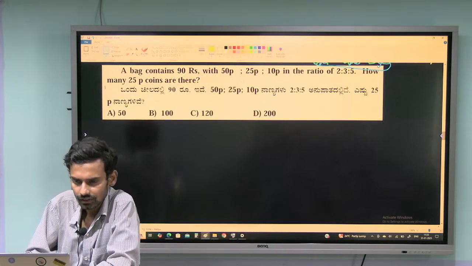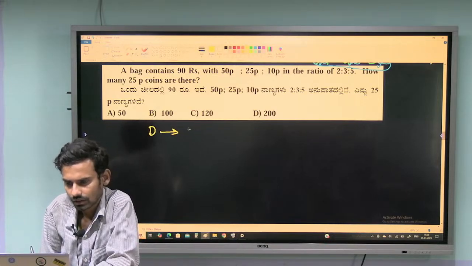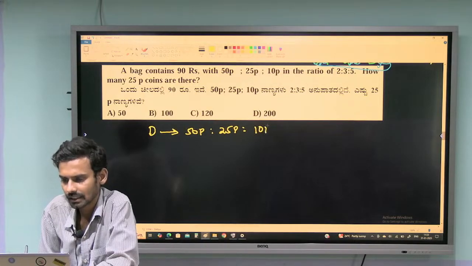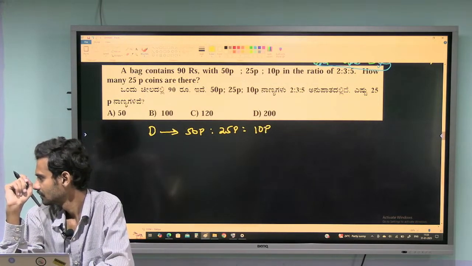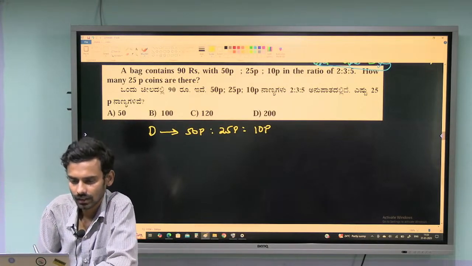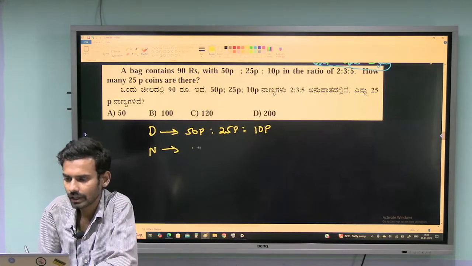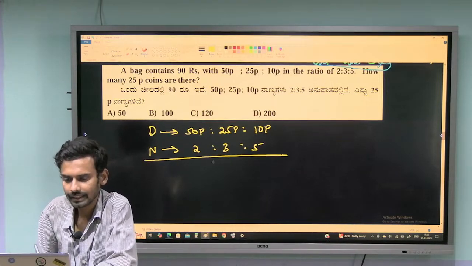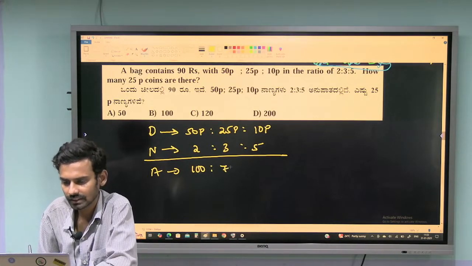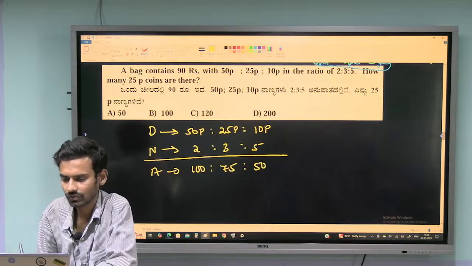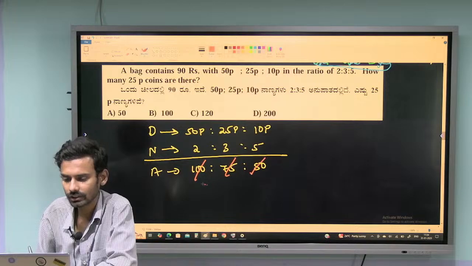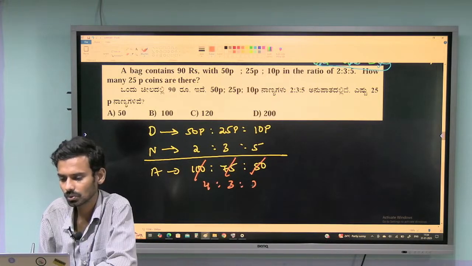So the denominations are given to me as 50 paisa is to 25 paisa is to 10 paisa. Is it so? Next, the number of coins is given to me as 2 is to 3 is to 5. If I find the amount ratio, it will be 50 into 2, which is 100, 25 into 3, which is 75, and 10 into 5, which is 50. Now I can simplify this. If I cancel in the 25 table, the amount ratio will be 4 is to 3 is to 2.